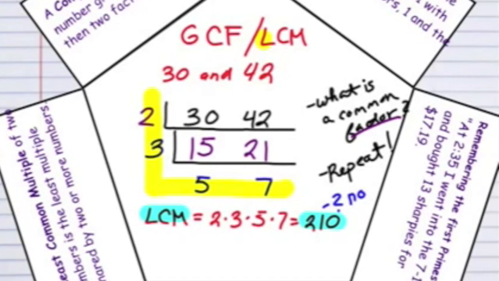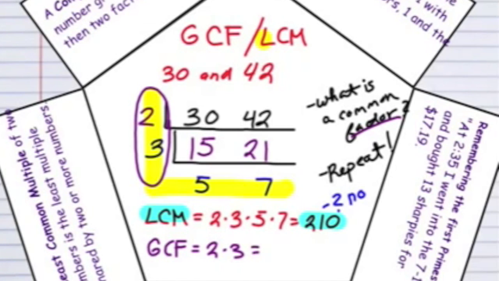Now, I'm just going to look one more time. Rather than looking at the whole L, I'm going to look at the vertical numbers. And that's going to be my GCF. So my GCF is equal to 2 times 3, which is just 6. And now I know that my GCF is 6.